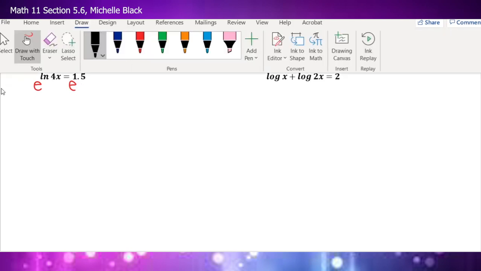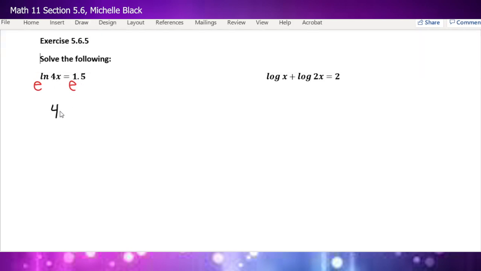Now using my inverse property, this allows me to pull out that 4x, and I have 4x equals e to the power 1.5. Divide both sides by 4, and you get back x equals e to the 1.5 power divided by 4, which in your calculator is approximately 1.12.